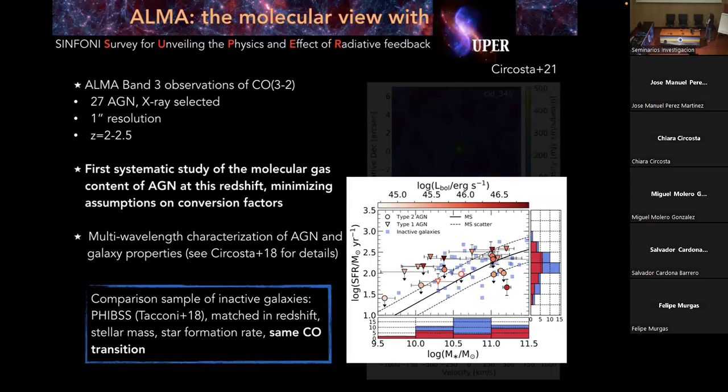And in this plot here, you see the distribution of the targets, the two populations, on the main sequence of star-forming galaxies. So star formation rates as a function of stellar mass. We try to ensure that the two samples were occupying the same parameter space. And in terms of AGN luminosity, we cover a range of about 2 orders of magnitude. So trying also to probe the less luminous, if you want, AGN, although the luminosities are quite high.